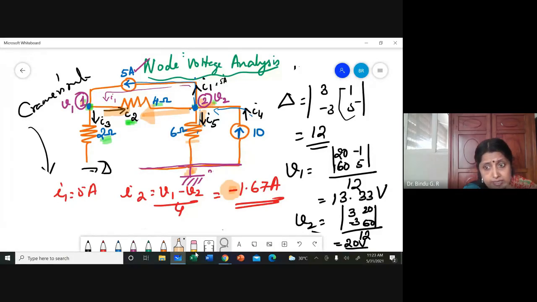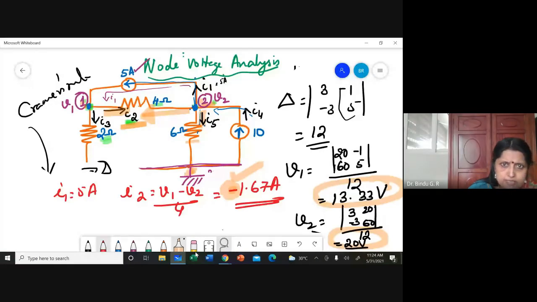That is clear from this also, because V1 is 13.33, which is lesser than V2, which is 20 volt. That is not a point of concern at all for us. At first, we didn't know what is V1 and what is V2. We assumed I2 as flowing from V1 to V2, but in actual case, it is flowing from V2 to V1 as indicated by this negative sign.